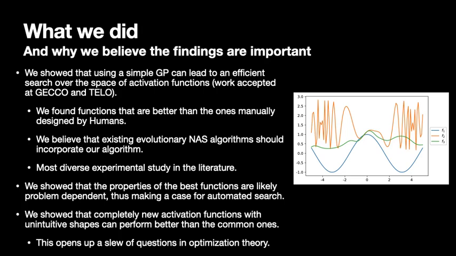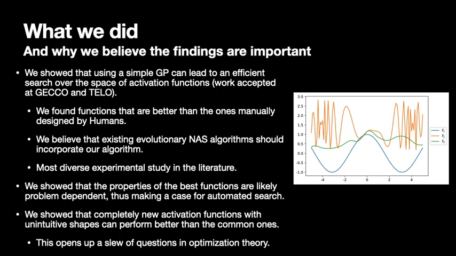We believe that we have the most diverse experimental study in the literature on evolving activation functions. We ran our experiments on 10 different data sets. Some of them are images, we have classification, we have regression problems. So we have a very diverse and, I would say, robust study.